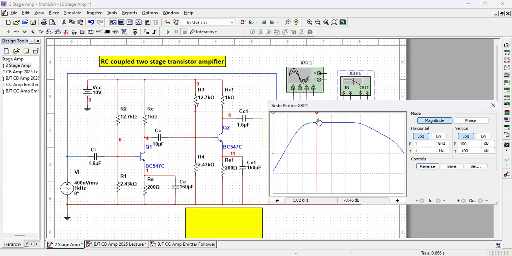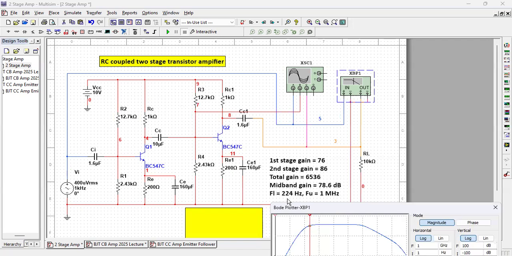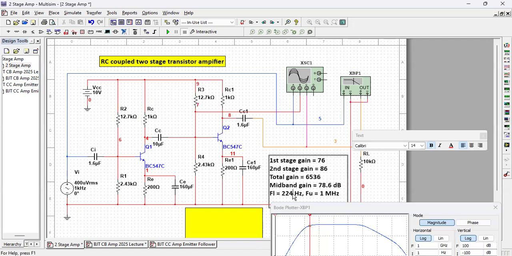Here, the mid-band gain is 78.6 dB. So minus 3 dB will be 78.6 minus 3, which is 75.6, right? 75.6 is at 232 hertz. I had written 224 here, let me write it as 232 hertz.